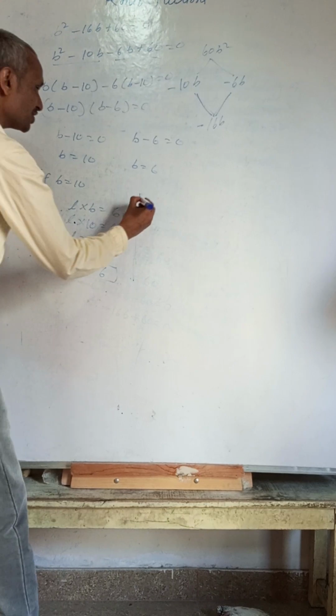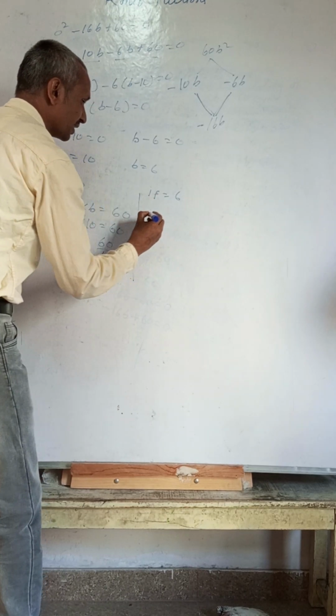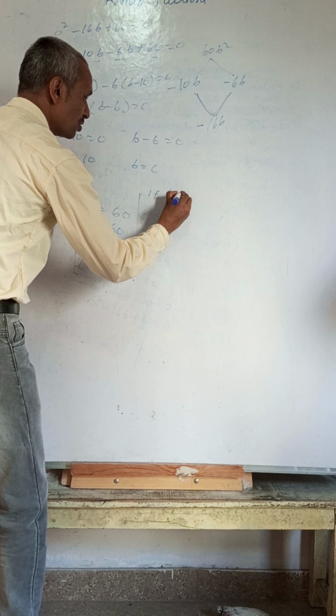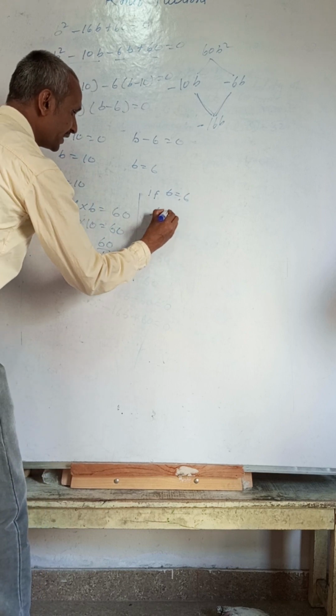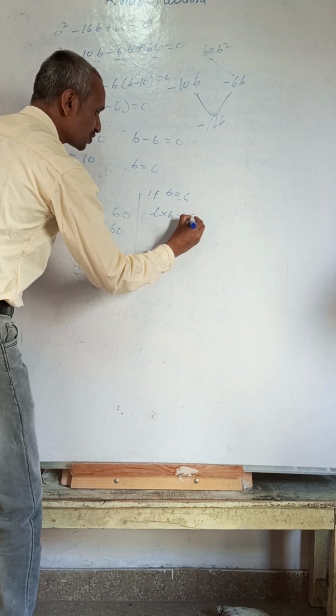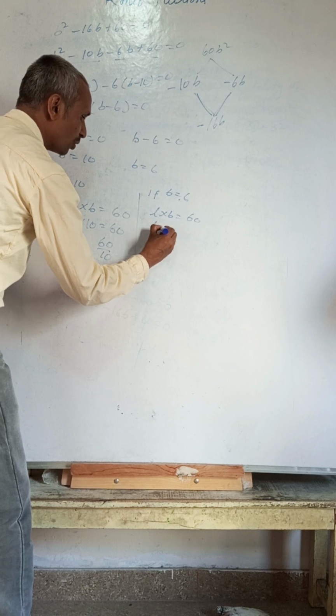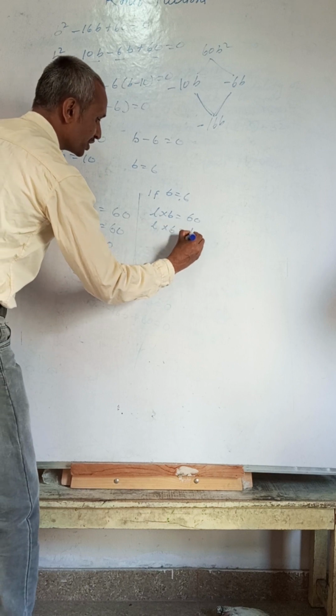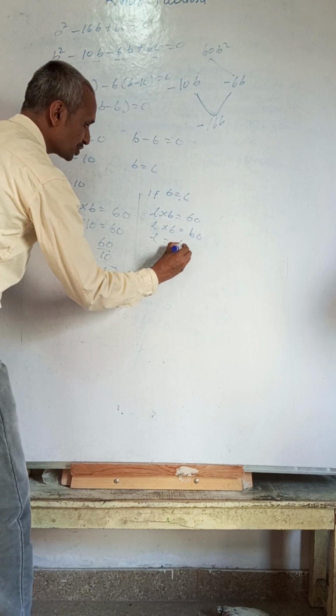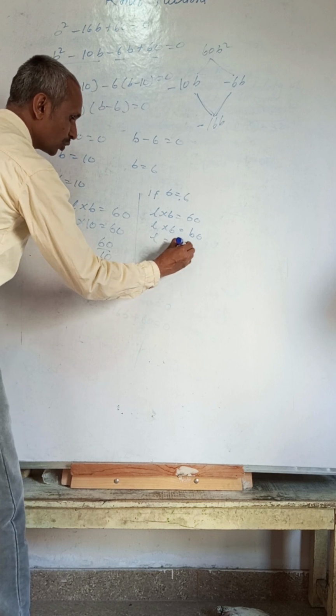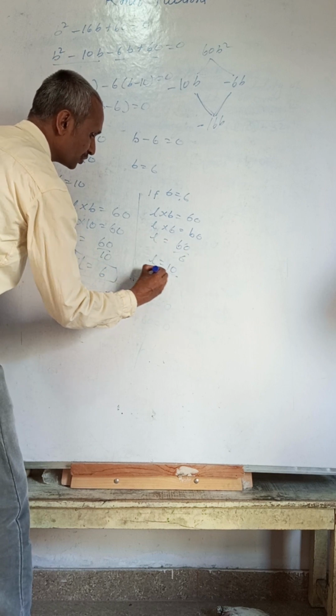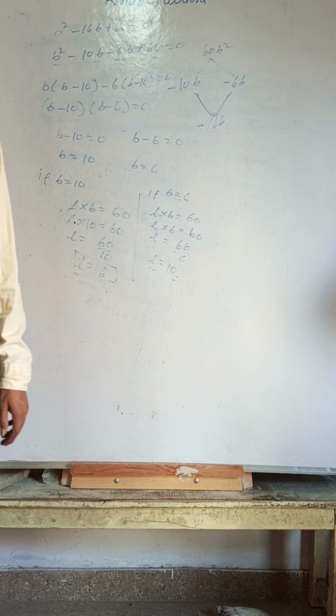If b is equal to 6, then what will come? L into b is equal to 60. Then L into 6 is equal to 60. Then L is equal to 60 by 6, this is division. So L is equal to 10. These are the answers for this question.